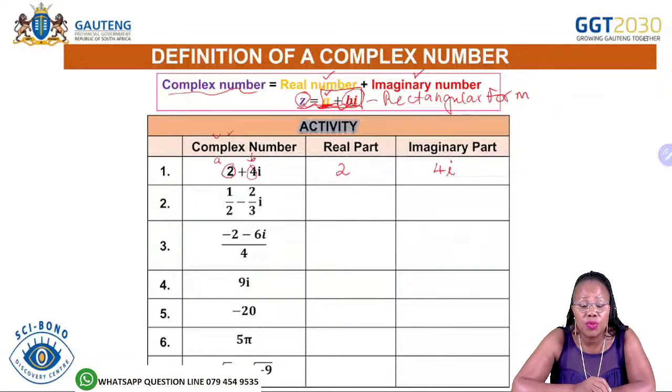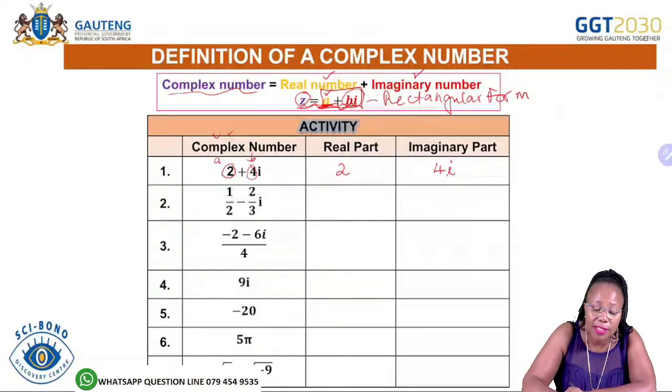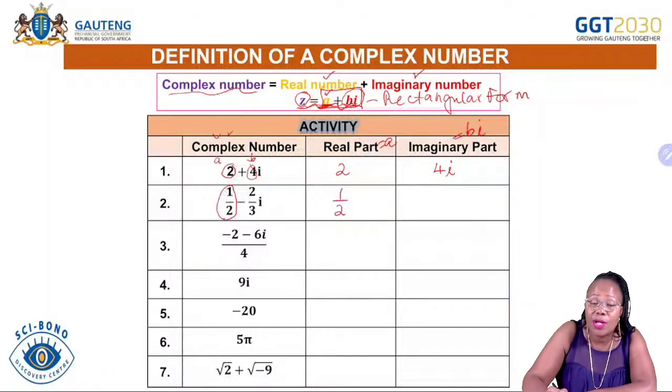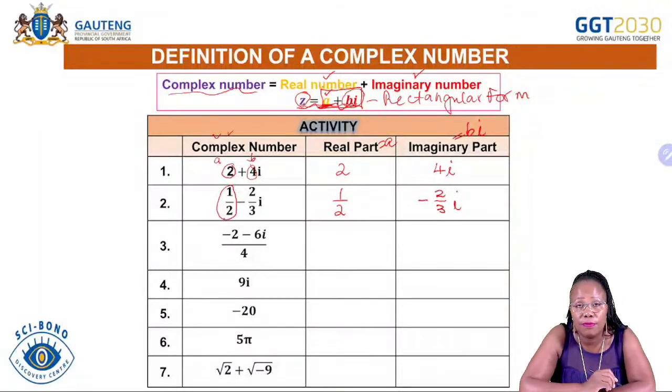Moving on to number 2, we are identifying the real part. What is our real part here? Check notation first. Is it in A plus Bi notation? Yes. And then what is the A value? The A value is a half. That means that is our real part, because the real part is A. The imaginary part is Bi. So what is the Bi here? Our Bi is -2 over 3i for this expression.